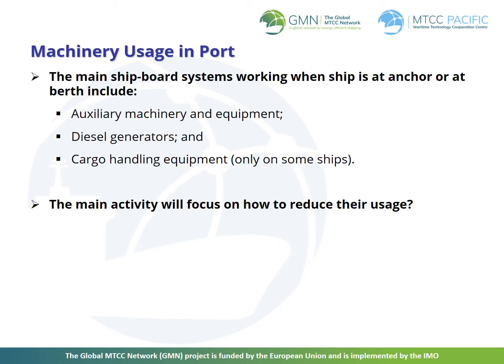The main shipboard systems working when a ship is at anchor or at berth include auxiliary machinery and equipment, diesel generators, boilers. Additionally, and on some ships, cargo handling equipment may be in operation that would provide extra opportunities and further measures for energy saving. However, in this section, only 3 items stated above are investigated.